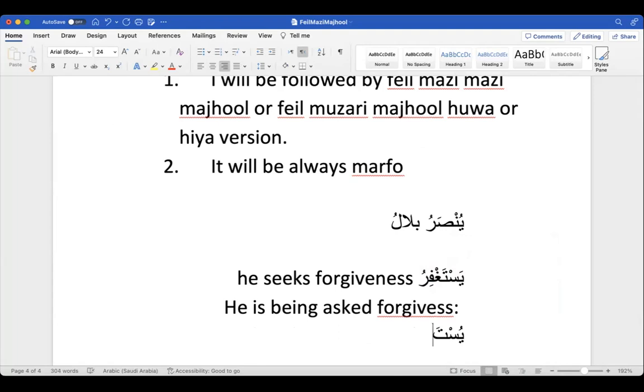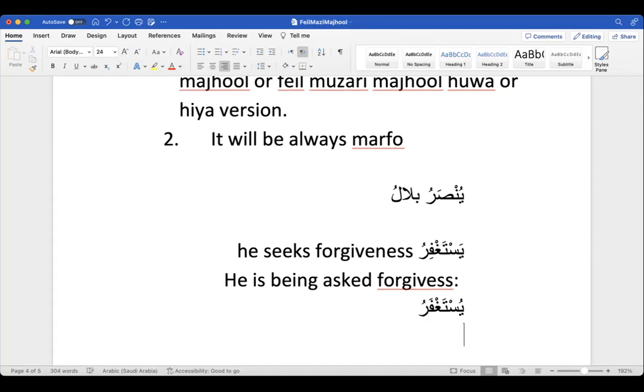So this can also mean he sought forgiveness. He seeks forgiveness is one. Then it also means he is being asked forgiveness. Allah is being asked forgiveness. Who is asking? That is not known. Okay. Now we'll do more examples on this, inshallah, on the Quran itself.